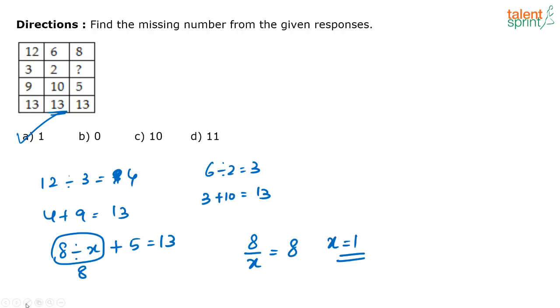Hope it is clear. First element divided by the second element, the answer that you get plus the third element. That is the resultant of each column.